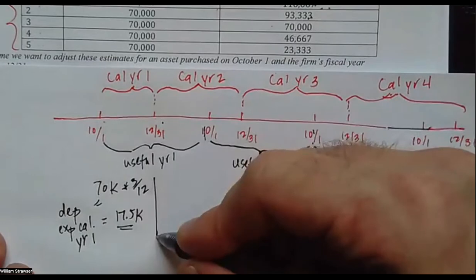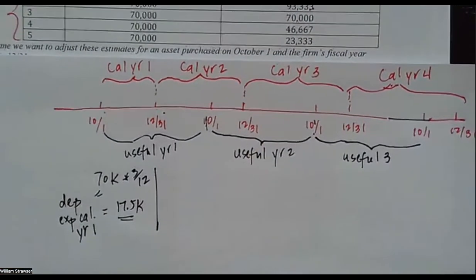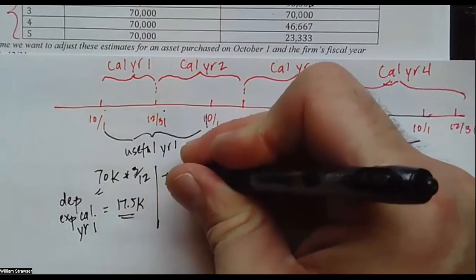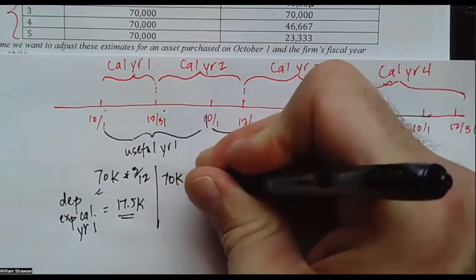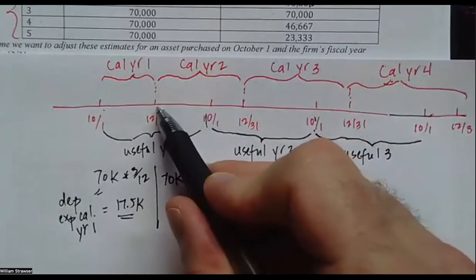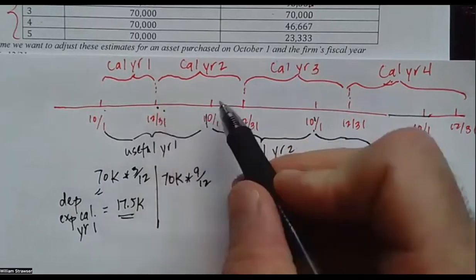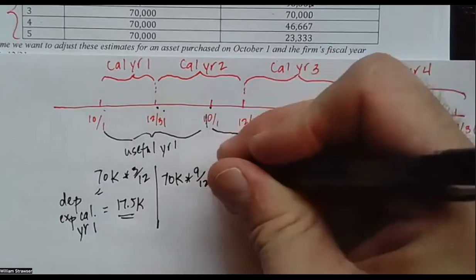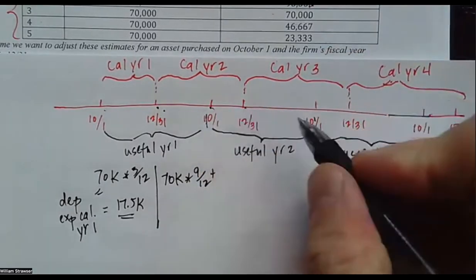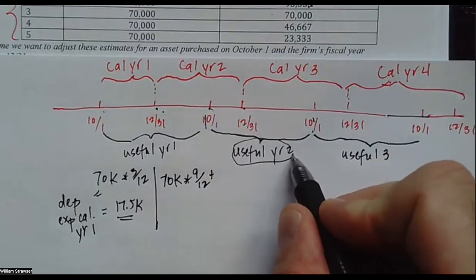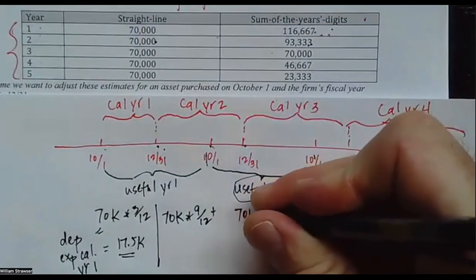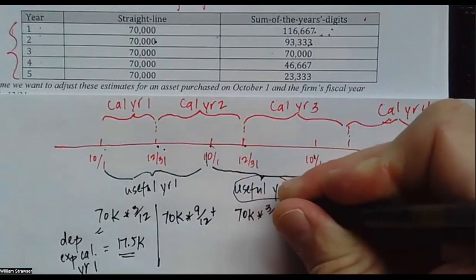Now in calendar year 2, I would have 2 calculations because I would have the useful year 1. It still has 9 months left, right? It has the time from 12/31 to 10/1 in calendar year 2. And then it has an additional 3 months, but that's the next useful year. Well, what's the depreciation expense in the second useful year? It's still 70,000 because we're using straight line.